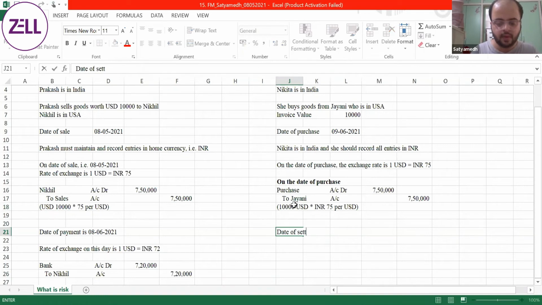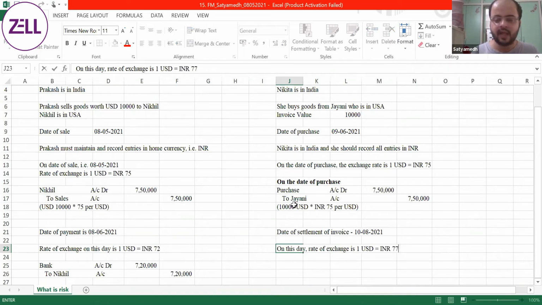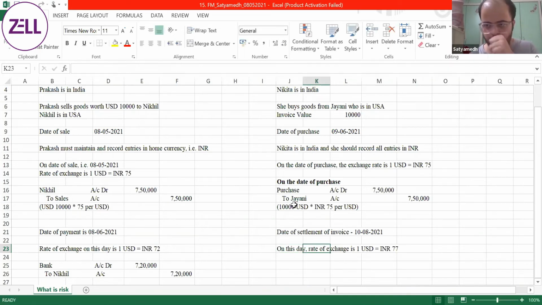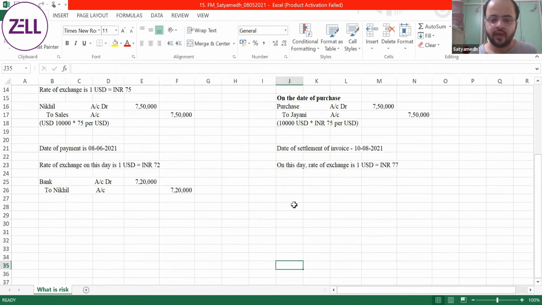Date of settlement of invoice. Suppose this is 9th of June को किया ना, say 10th of August. 2 months credit period दिया है. On this day, rate of exchange is how much? It is 1 USD is equal to INR 77. On this date, rate of exchange is 1 USD is equal to INR 77.